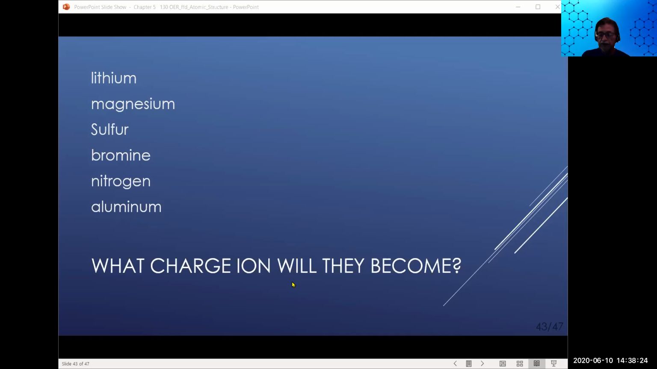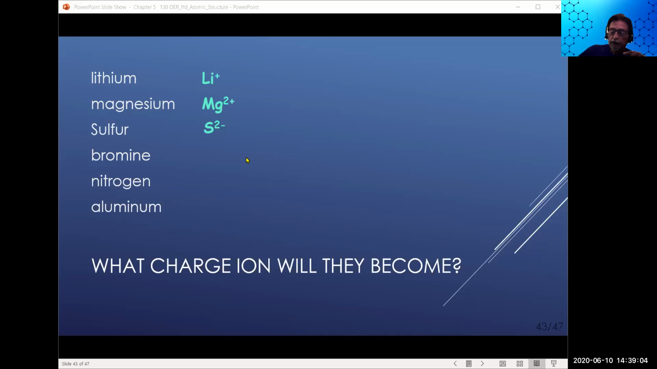Sulfur, bromine, and nitrogen, based on their position in the periodic table, are nonmetals. Okay, so those guys are going to gain electrons. Now, once you determine that, find them on the periodic table and what group they are. Lithium's in group 1, magnesium's in group 2, aluminum is in group 3. So those guys are going to have a positive charge. Lithium being in group 1 will have a positive 1. Magnesium being in group 2, when it becomes an ion, will have a positive 2.